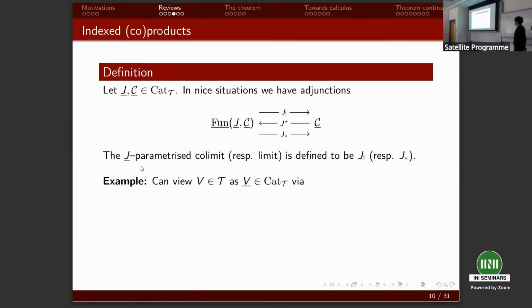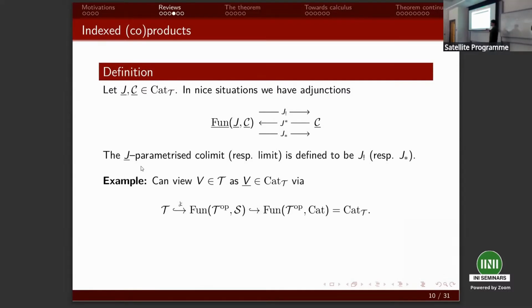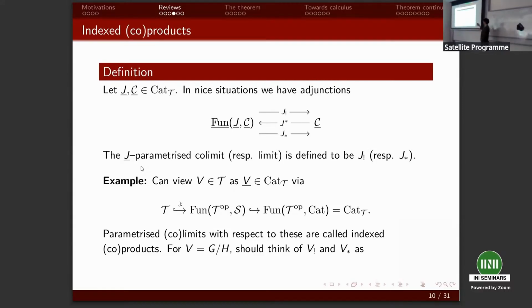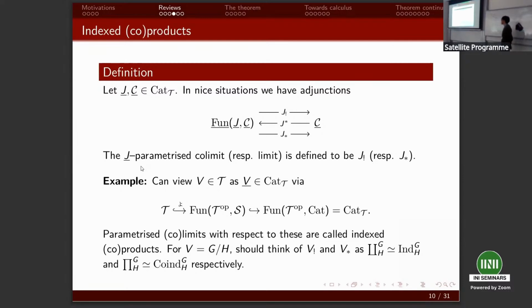Every object V inside T may be viewed as a T-category via this embedding. I can look at the Yoneda embedding into species, and I can further embed it into T-categories. Colimits and limits indexed by these kinds of diagrams are called indexed coproducts and products. The reason for this is that when you specialize to the equivariant case and choose V to be G/H, V_! is the induction and V_* is coinduction. So it's a way to implement this philosophy.